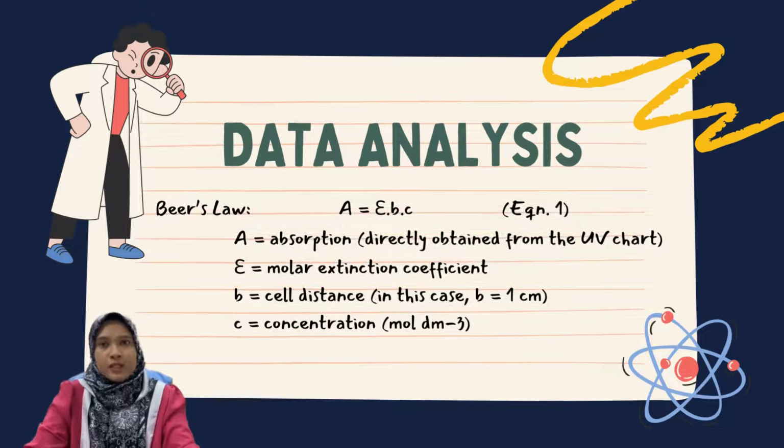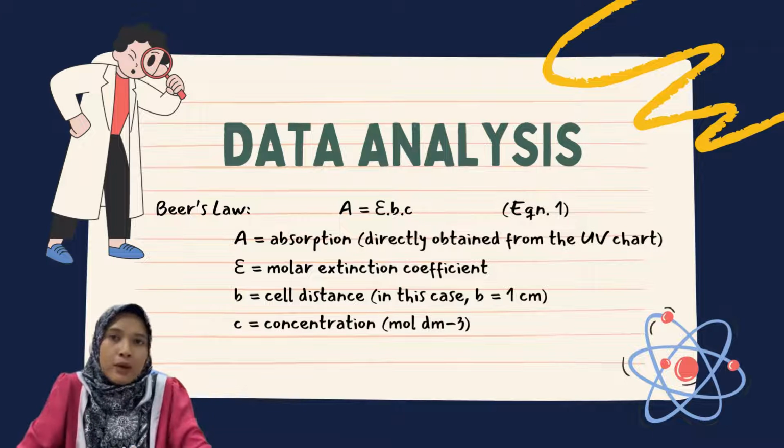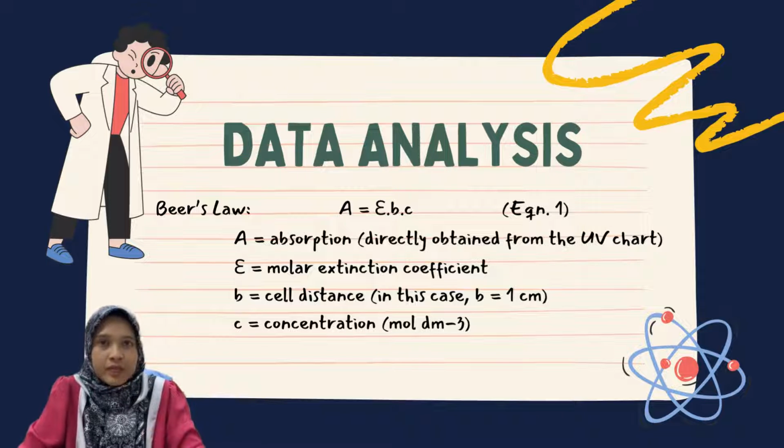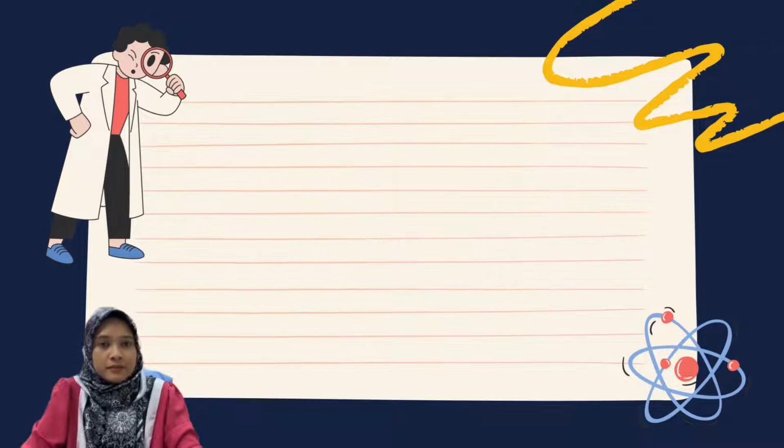For data analysis, Beer's law is used, which is A equals epsilon B C, where A is the absorbance directly obtained from the UV chart, epsilon is the molar extinction coefficient, B is the cell distance, in this case B is equal to 1 centimeter, and C is the concentration in the unit of mole per dm^3.